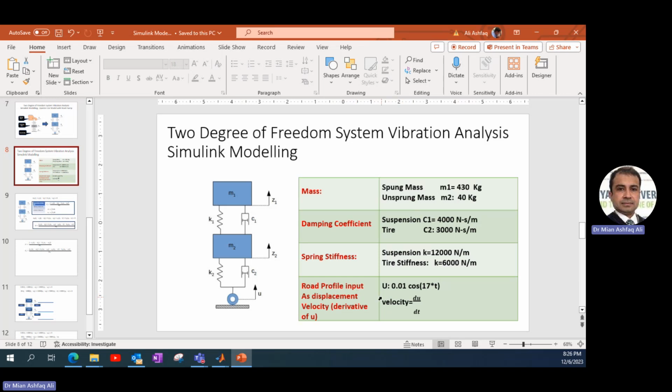For the model, we also need some road profile information in the form of some input. We can also take the mathematical derivative of this function because we will be having forces developed in the damping. So the damping needs the velocity of the road profile. The relative velocity will be used for the forces in the damping.